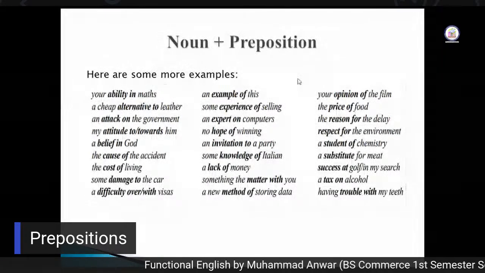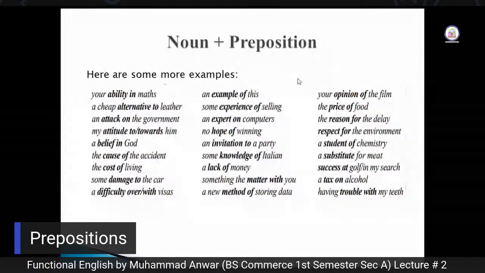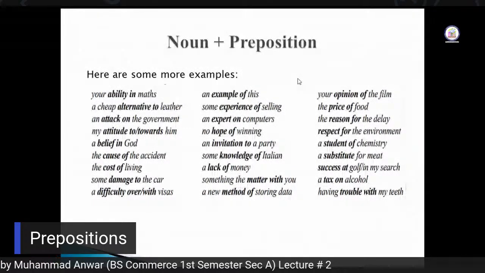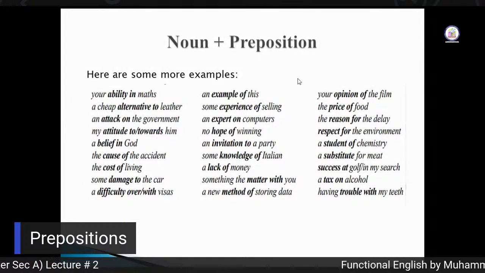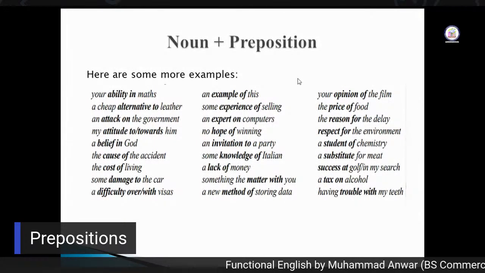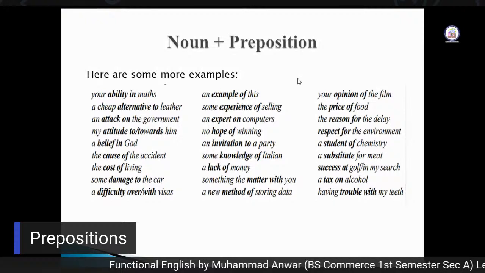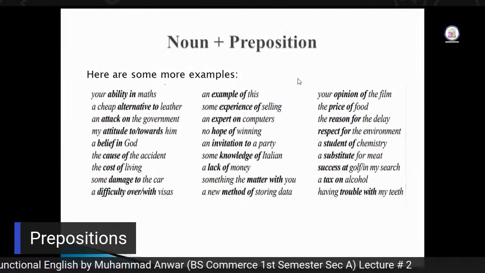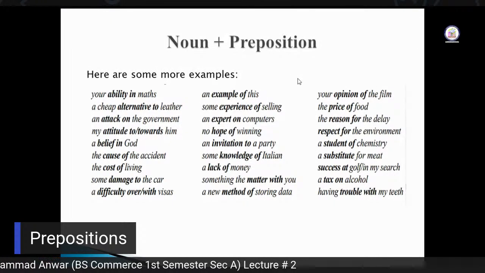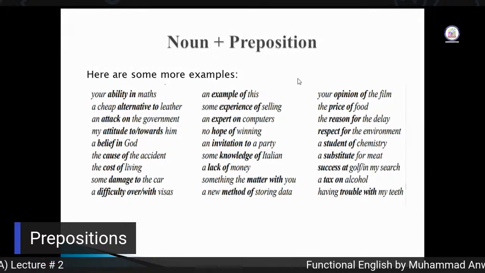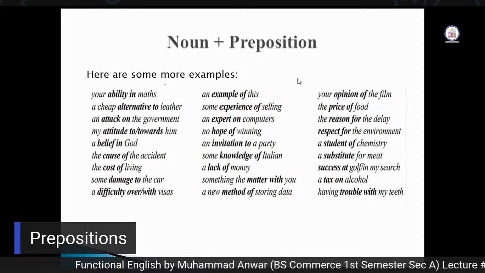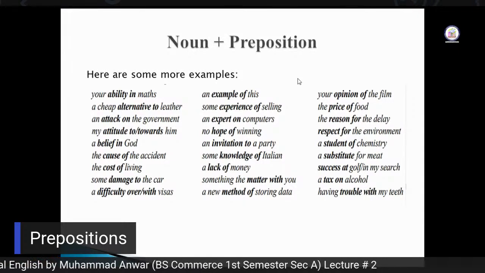Durability in maths. A cheap alternative to leather. A take on the government. Attitude to or towards, both are possible. Belief in God. Cause of the accident. Cause के साथ of लगेगा. Cost के साथ भी of लगेगा. Damage to the car. Damage with the car नहीं होगा, to the car. A difficulty with visas or difficulty over visas. Over और with दोनों possible है. Example के साथ of लगेगा.